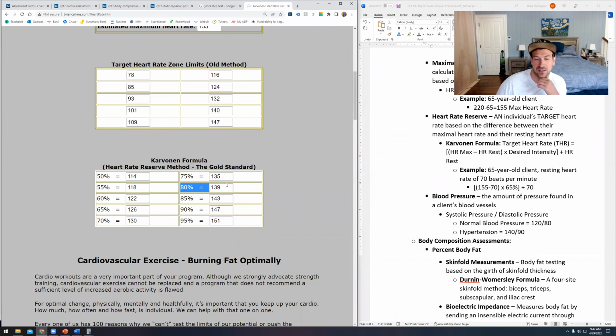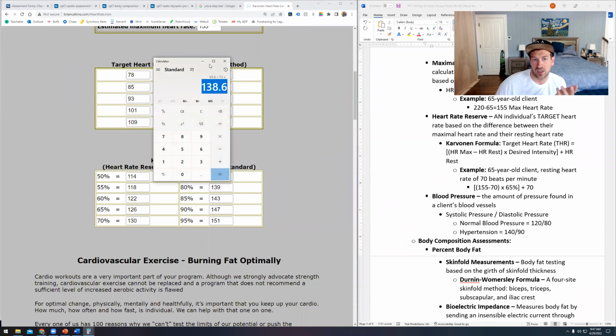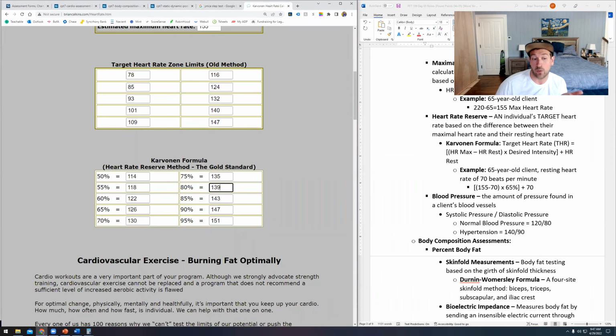There's that 80% I talked about, 139, right? 138.6. What if I wanted to be 65%? Great, 126. What if I wanted to be 90%? Great, 147. It'll do all the math for you.